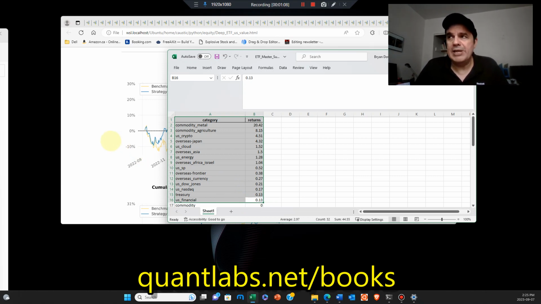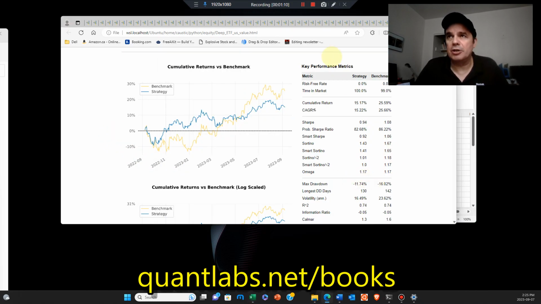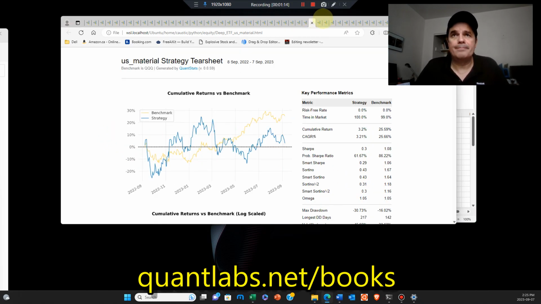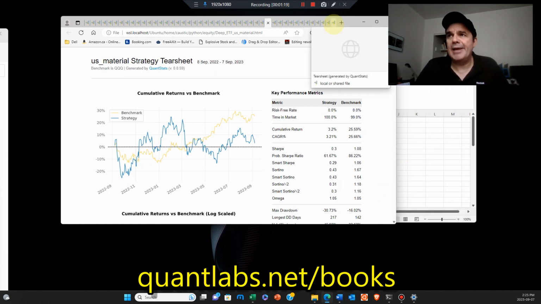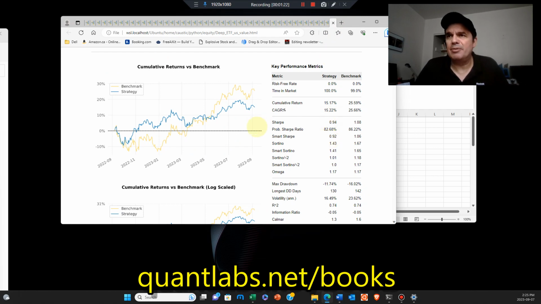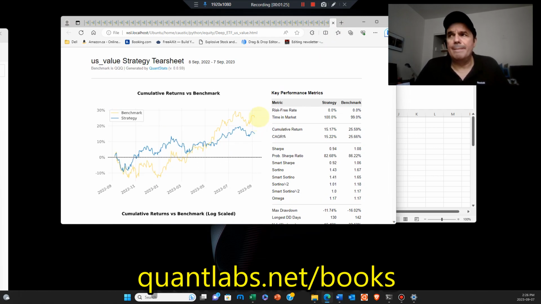Each one can generate a chart like this, a professional looking tear sheet. In this case, we're looking at US value, and this is how each one works. We have our standard benchmark, which is the QQQ, probably one of the best performing ETFs out there as a benchmark. And this goes all the way back 1 year, so that's our look back for 1 year.